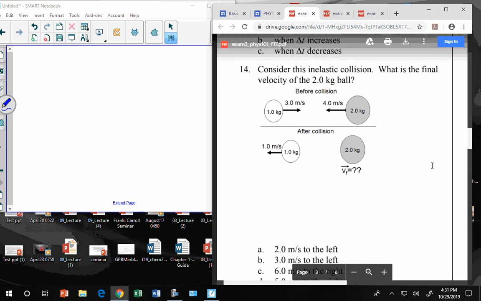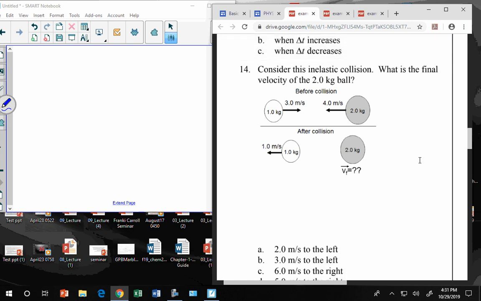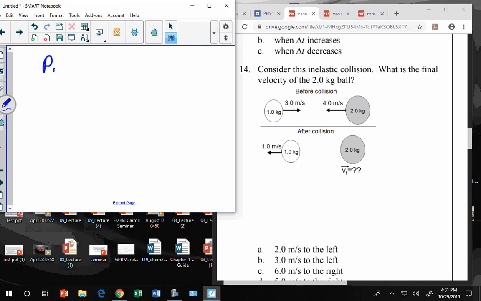What is the final velocity of the 2 kilogram ball? Very similar to what you'll have tomorrow. You'll have a figure that looks a lot like this. You just have different numbers, maybe different directions. But the way that you work it will be the same. I'll say P_i is equal to P_f. These are vector quantities, so you have to be really careful with your signs.